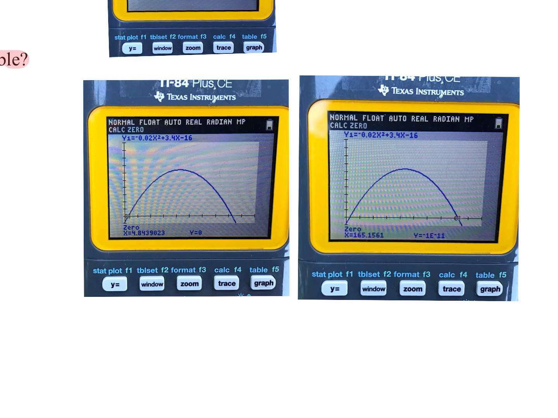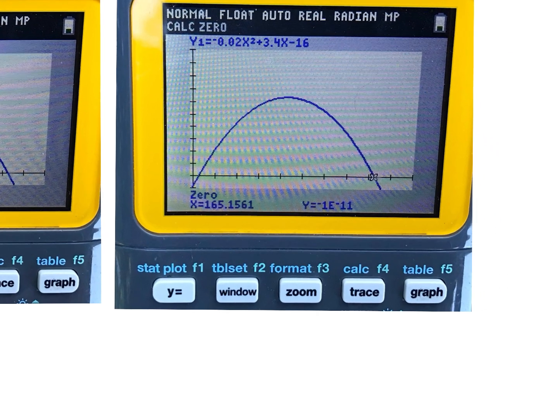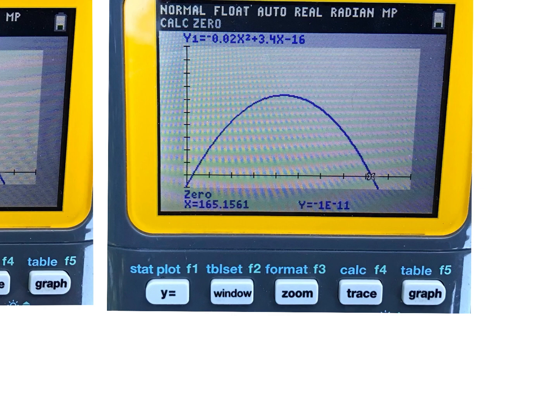Now over here you'll see that the y value looks a little weird. So this is actually how we show scientific notation. This means -1 times 10 to the power of -11. So again, it's an estimate. This is actually an incredibly small number. It's super, super, super close to 0. And again, we can essentially just say that this is 0.